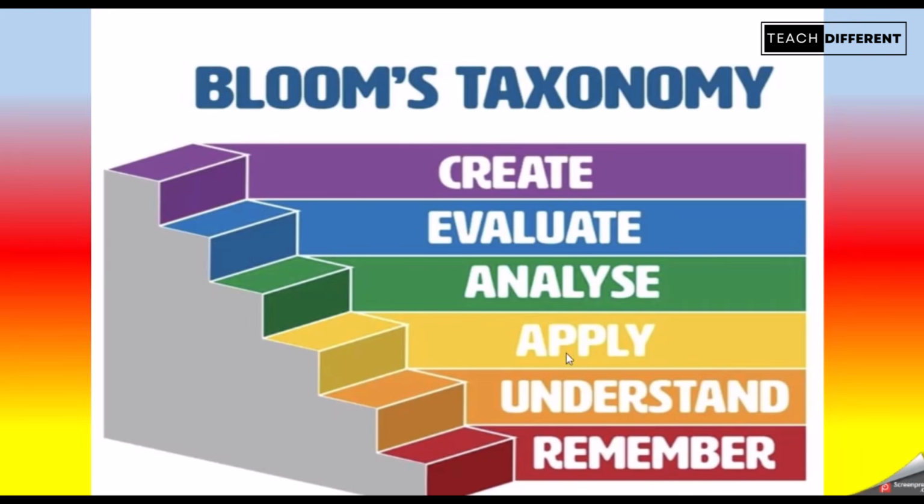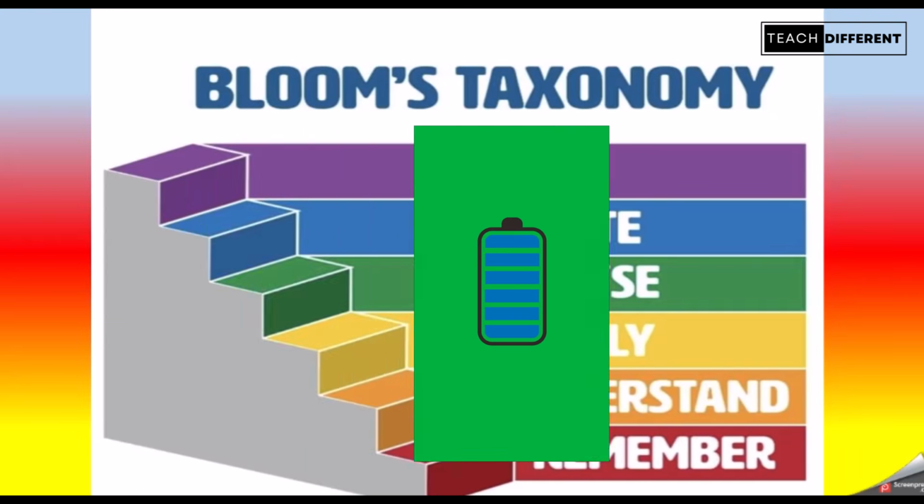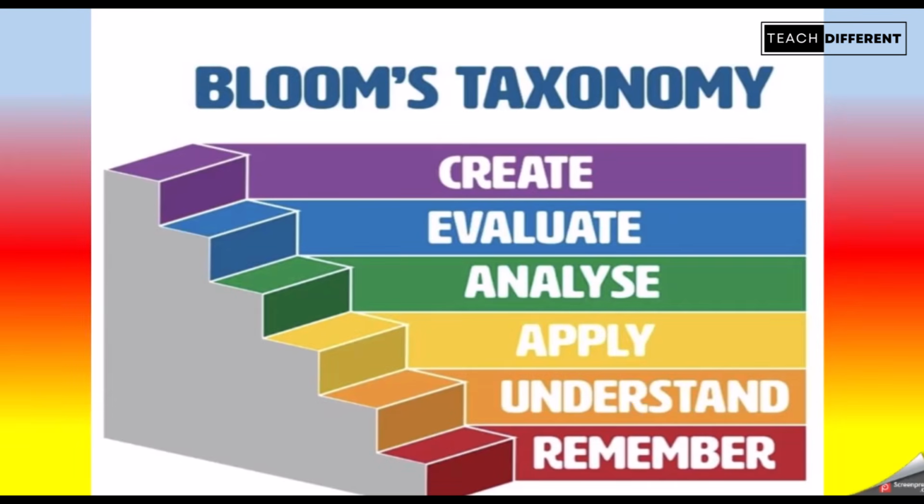If you set objectives for applying a given rule or a structure, you are at the third level. And if you set objectives for analyzing a situation, you are at the fourth level. If you set objectives for evaluating a thought or a fact, you are at the fifth level. And setting objectives for creating something original is the sixth and last level. All good teachers of English are those who apply Bloom's taxonomy in their teaching practices to make the difference. Make the difference by integrating Bloom's taxonomy into your teaching.